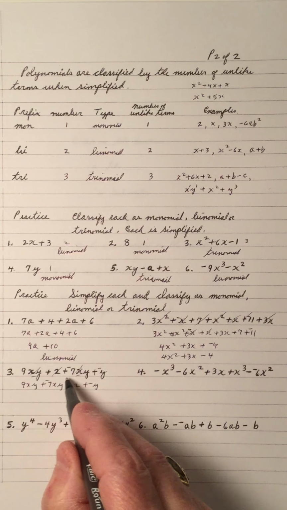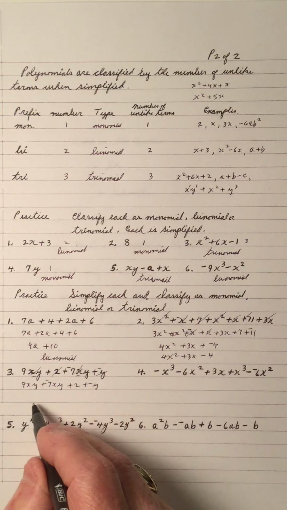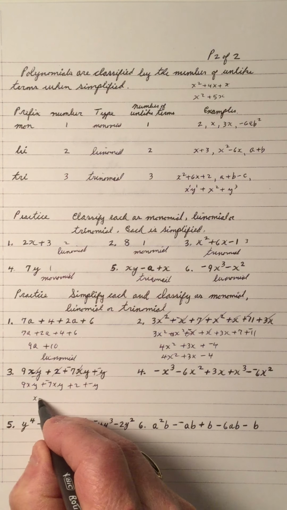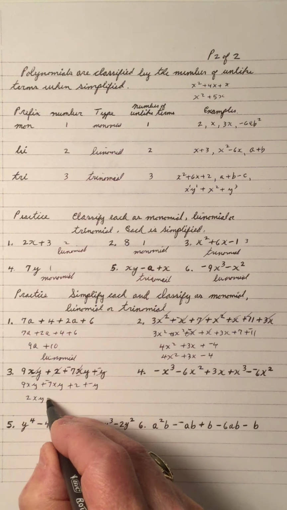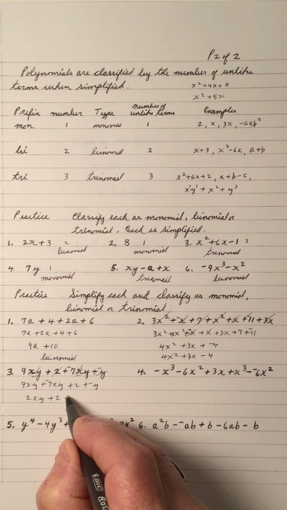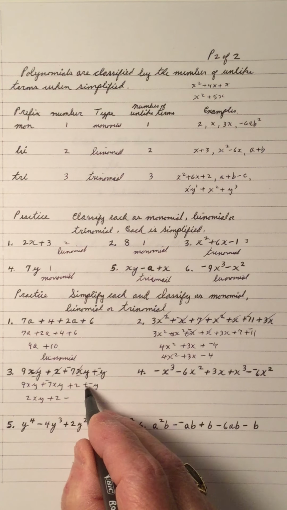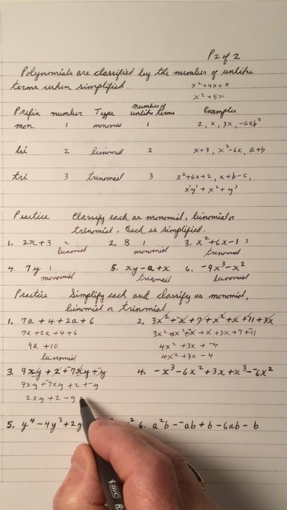So we have 1, 2, 3, 4, got them all. Group like terms: 9x squared, add on negative 7 is 2x squared. There's no other term like the 2, so I can call that plus a negative y, or subtract y, your choice.